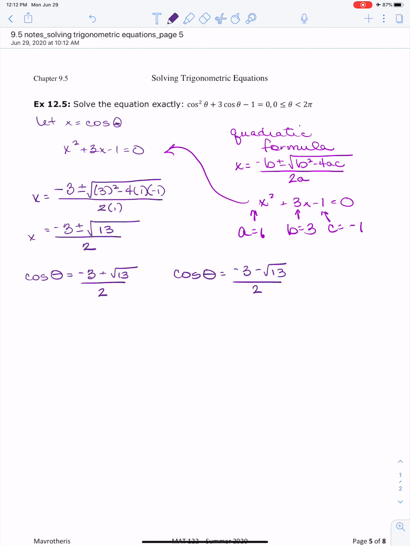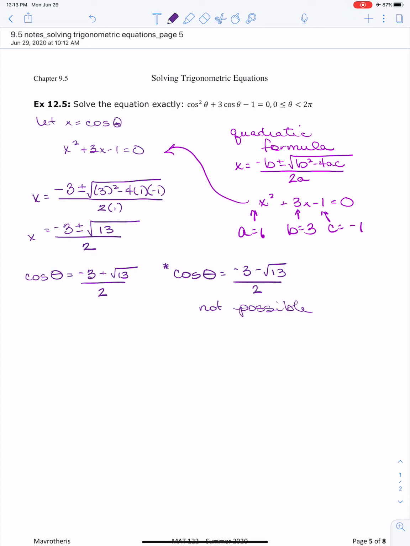Now you'll notice when you plug this second one in, you get an error. So square root of 13, that's going to be somewhere between 3 and 4. So even on the low end, -3 minus 3 would give me a -6 over 2, which gives me cosine theta is -3. That lies outside my acceptable range for cosine. So I know this value is not even possible. Okay. So you do have to check both of these.